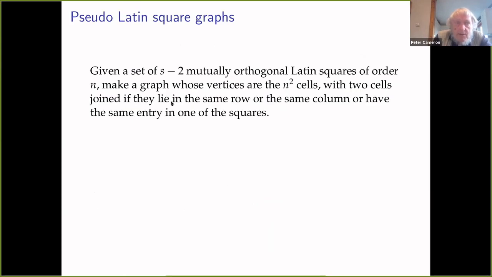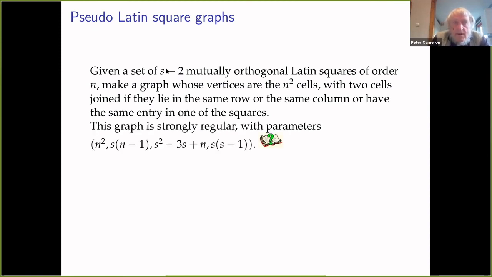Now, if you have s-2, let's say for some number s, mutually orthogonal Latin squares of order n, we can follow the construction of the Latin square graph. So we take the n squared cells to be the vertices. We join 2 cells if they lie in the same row or in the same column, or if they have the same entry in one of the s-2 squares. I'll use s-2 here because it makes the formula slightly nicer. So this graph is strongly regular, and here are the parameters: n squared, s times (n-1), s squared minus 3s plus n, and s times (s-1). So that is something you could try and prove.